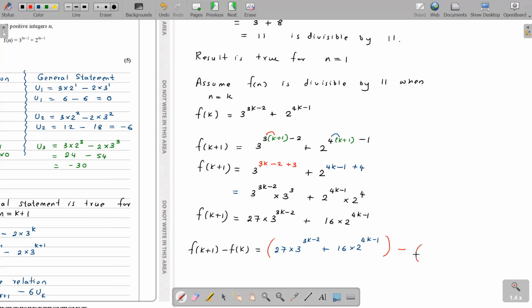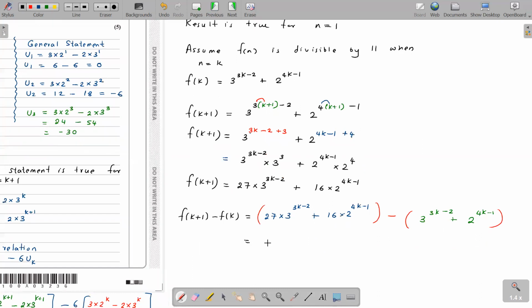We subtract with fk, which is 3 to the power 3k minus 2 plus 2 to the power 4k minus 1. So what do we get here? 27 times 3 to the power 3k minus 2, 16 times 2 to the power 4k minus 1. See, I get minus, right? Minus 3 to the power 3k minus 2, minus into plus is minus 2 to the power 4k minus 1. So basically there's no number in front, which means you can think of it as 1 times.